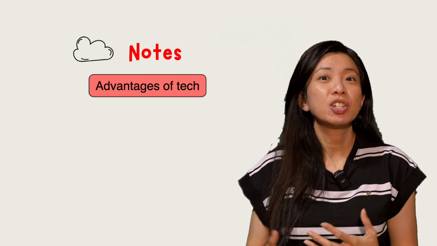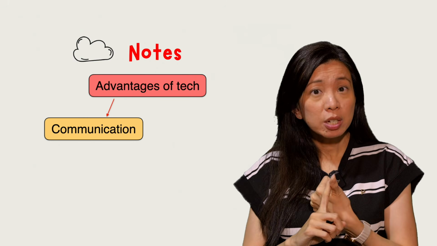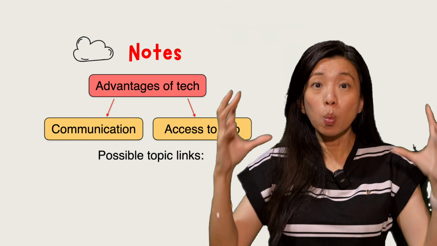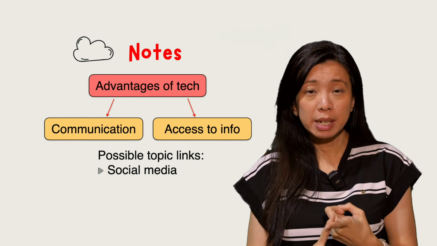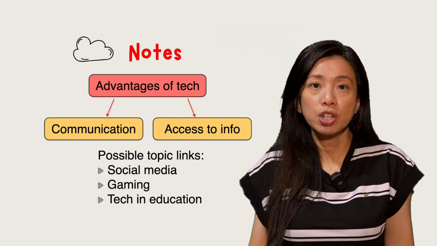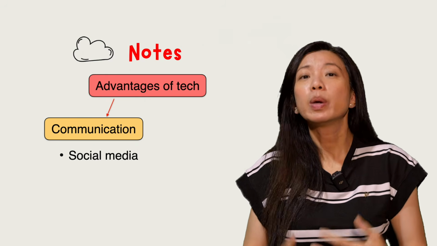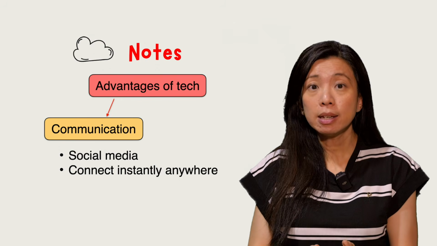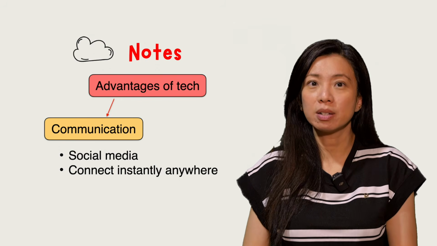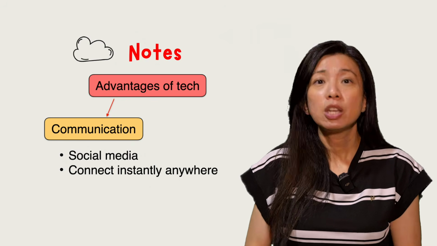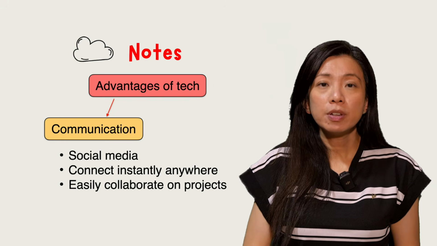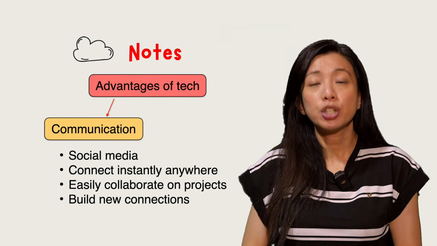you are given. Let's say during a revision, you wrote down some advantages of technology, such as communication or access to information. So those same points could be used for a wide range of topics, like social media, gaming, or technology in education. Let's use social media as an example. We can say that social media platforms allow people to stay connected instantly, regardless of where they are in the world. And then you can expand on this point more. You can say stuff like, this makes it easier to collaborate on school projects, or even build new connections with others who share the same interest.